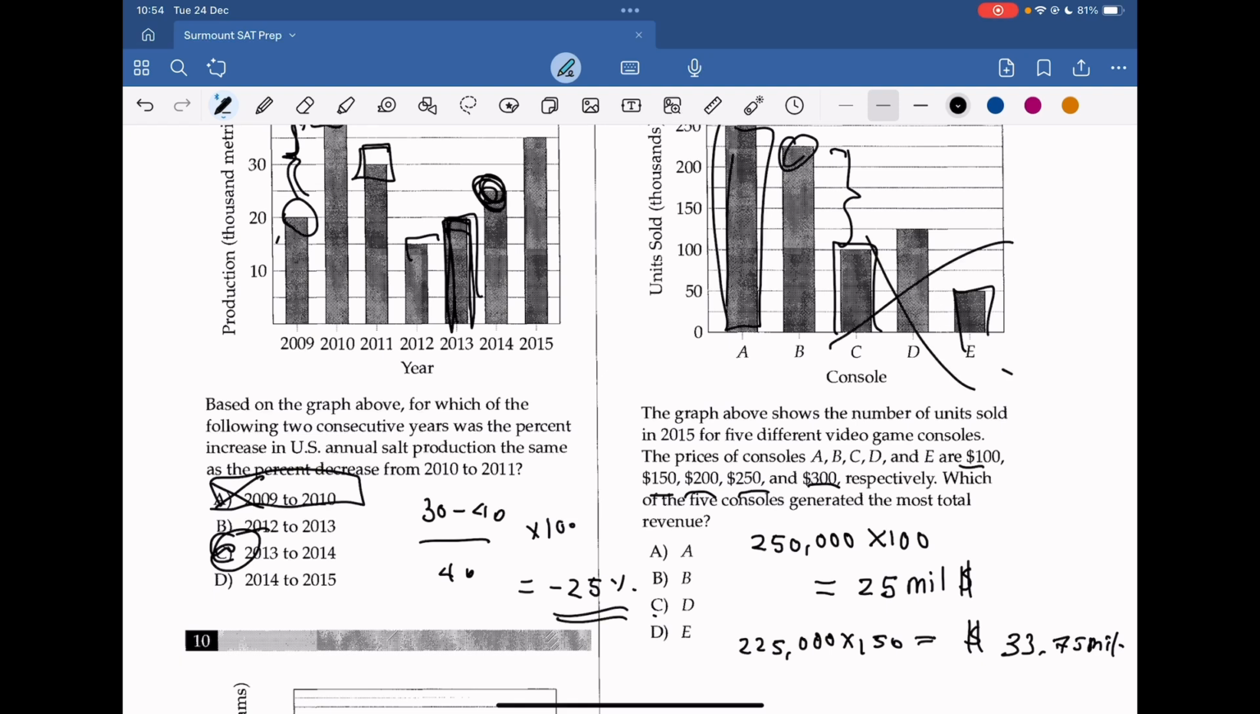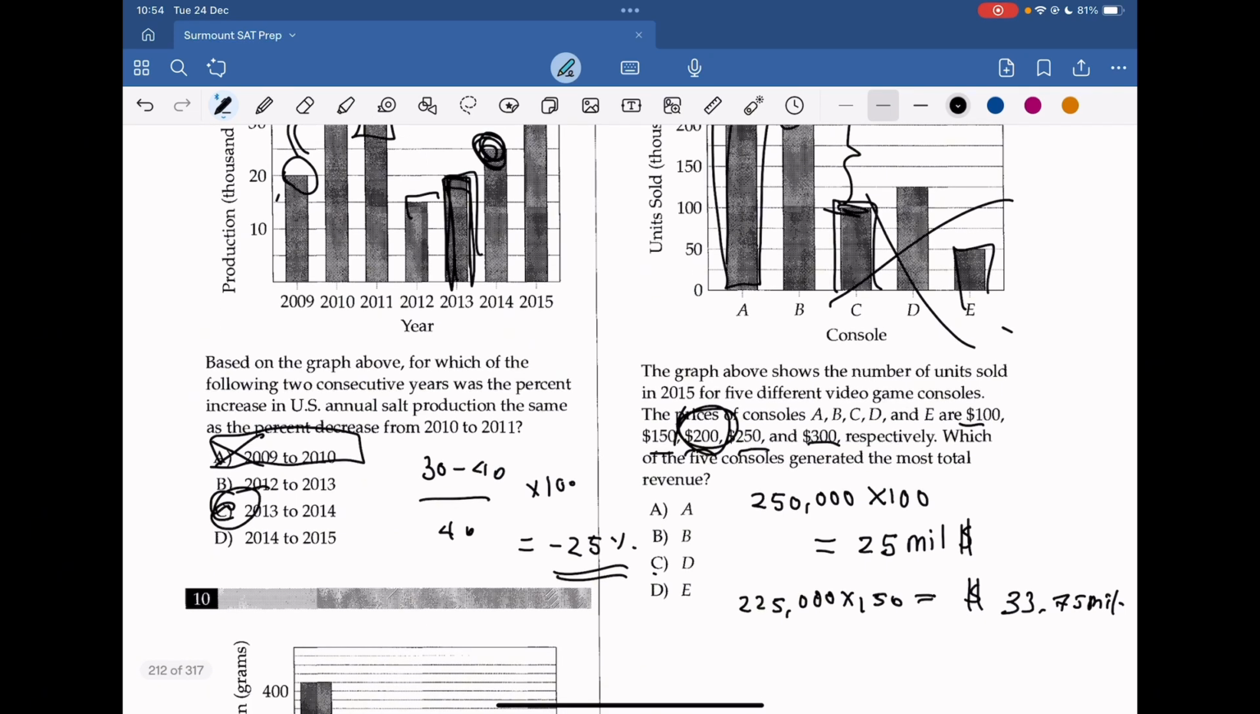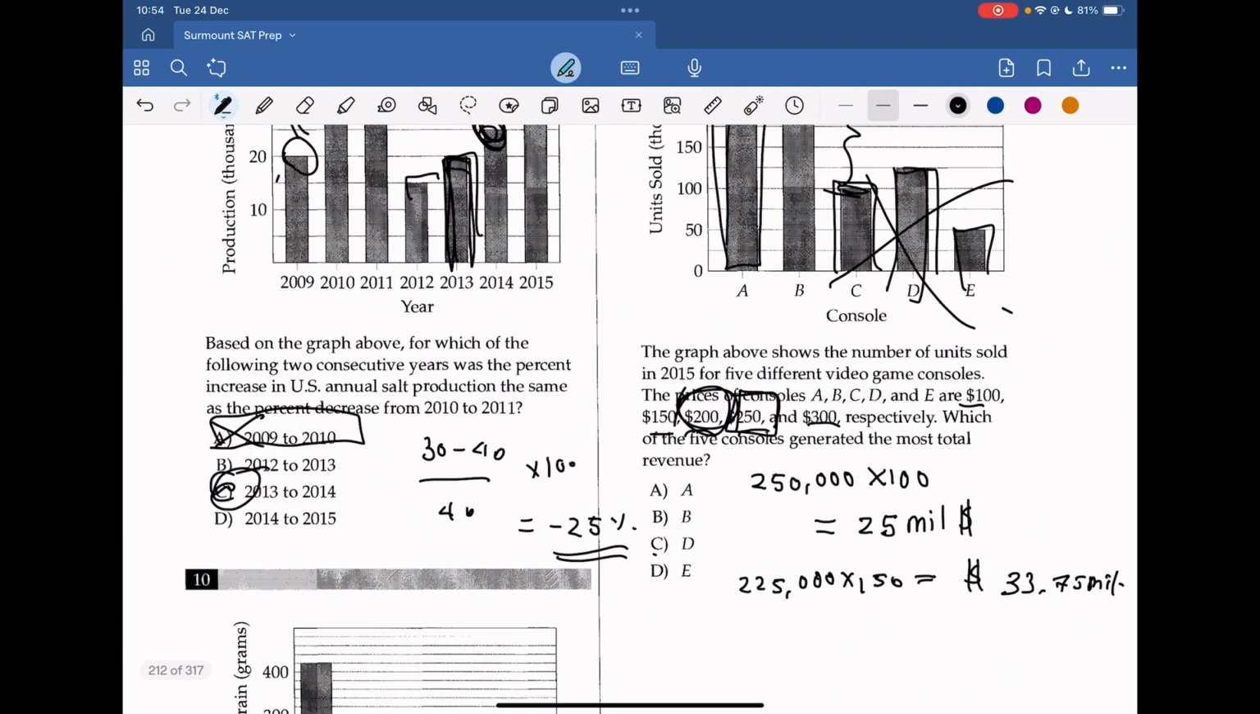But however, if you want to take the safer path, you can kind of calculate it as well. So for C, it's $200, and the units sold is 100,000. So the answer is 200,000. And for 250, and we have 125 here, we could do the same. So it's 125,000 times 250, which will also get us about 30 million. So the answer here is B.